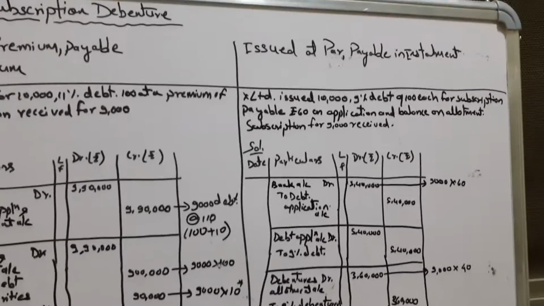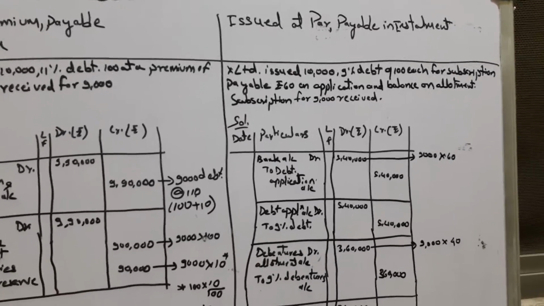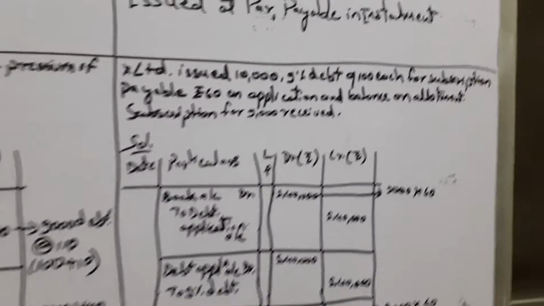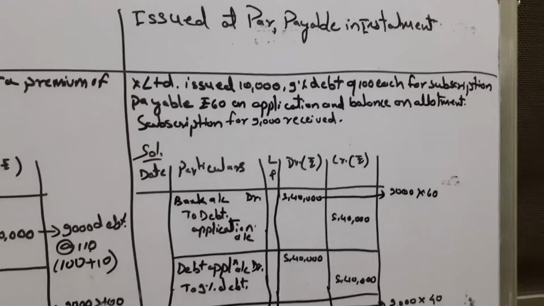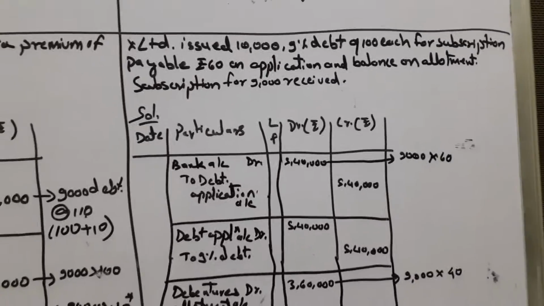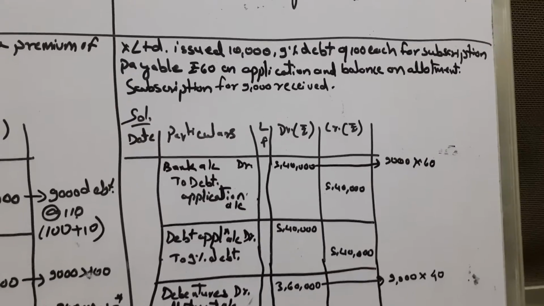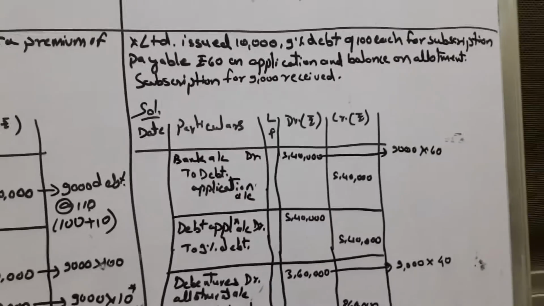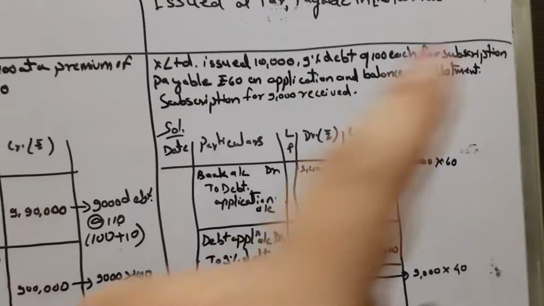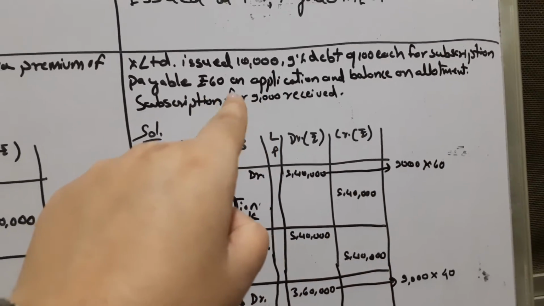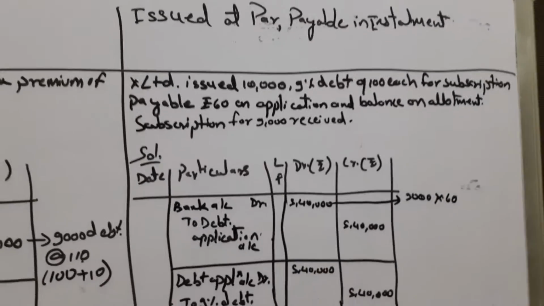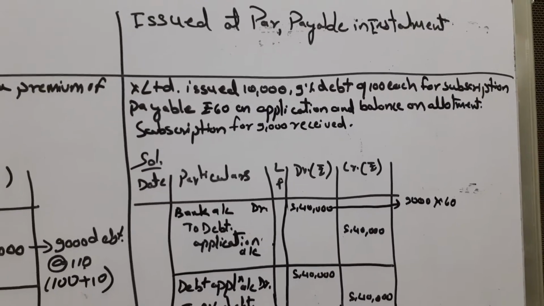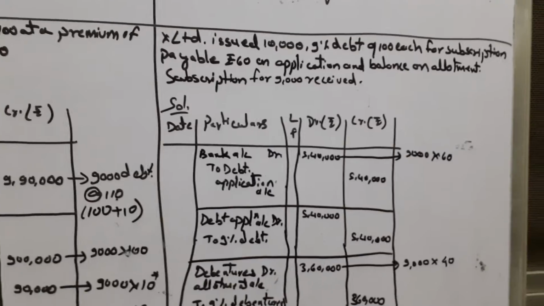Now the third part, debentures issued at par and payable in installments. Now look into the question. What does the question say? X Limited issued 10,000 9% debentures of 100 each for subscription, payable 60 rupees on application and balance on allotment. So your total face value is 100. Out of that, in application you have called 60 rupees. So how much balance is left for allotment? Yes, 40 rupees.